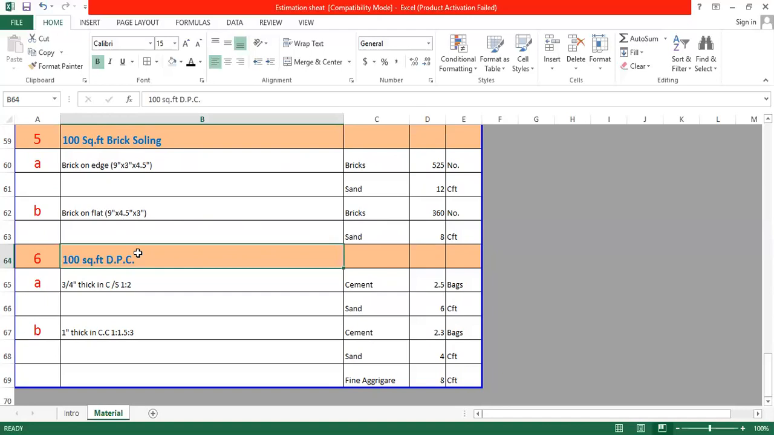Now the last one is 100 square feet of DPC. Let's suppose the thickness of the DPC is 3/4 inch and it is made in 1:2 cement sand mortar, then the cement required will be 2.5 bags and the sand required will be 6 CFT. And for a 1-inch thick DPC constructed in cement concrete 1:1.5:3, the cement required will be 2.3 bags, the sand required will be 4 cubic feet, and the aggregate required will be 8 CFT.